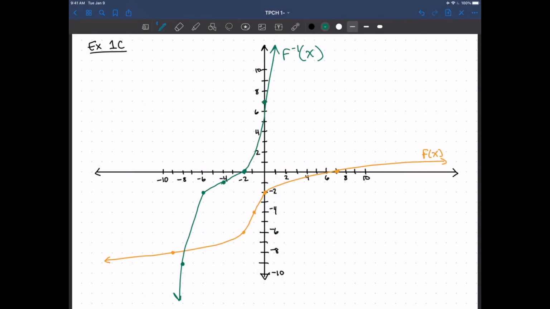All right, so example 1c says graph it. I decided to graph it on a separate sheet of paper because the graph that I originally had on my PDF does not have appropriate scales. Like the x-axis and the y-axis are not in the appropriate space. So I went ahead and just drew my own graph on a separate sheet of paper, and I plotted f of x in the bright orange color, and I plotted the inverse of f of x in the green color. So now what can you say about these graphs?